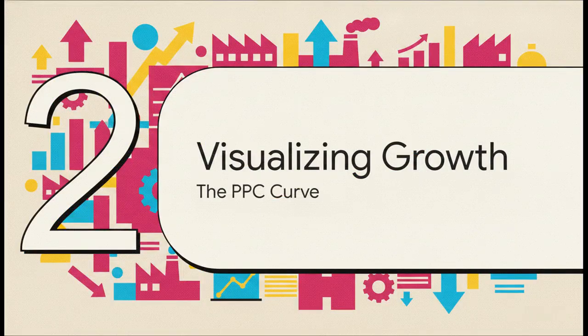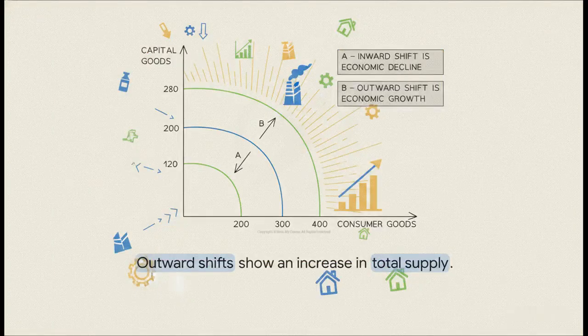Moving right along to part two, visualizing economic growth. To make this abstract idea a bit more concrete, think about a production possibility curve, or a PPC. When there is an outward shift, like moving from an initial curve A all the way out to curve B, that represents an increase in total supply. Conversely, an inward shift would mean economic decline. But that outward shift tells us the economy is now physically capable of producing more consumer goods and more capital goods, using all of its available resources. The actual boundaries of what's possible have expanded.